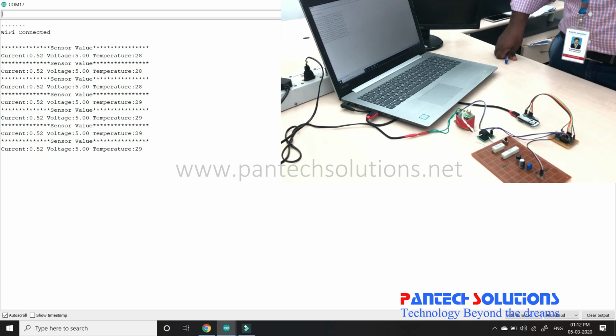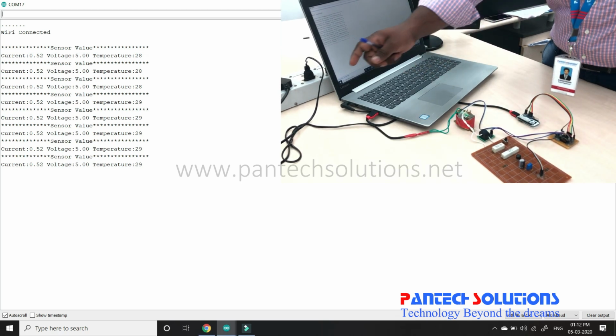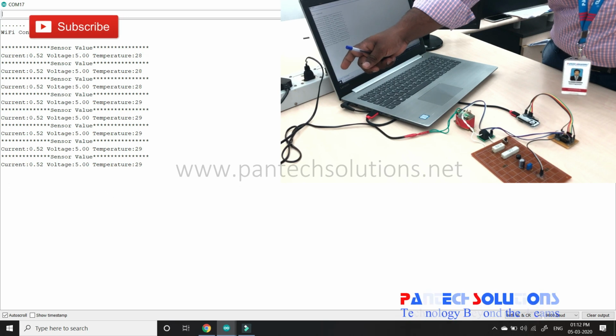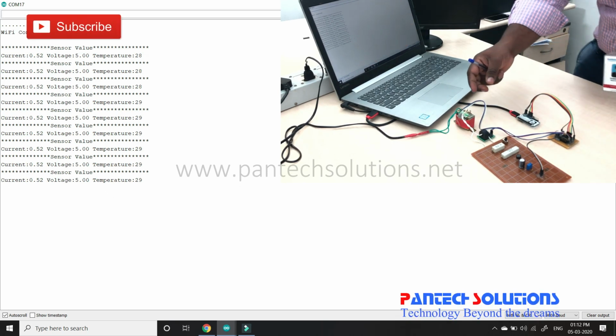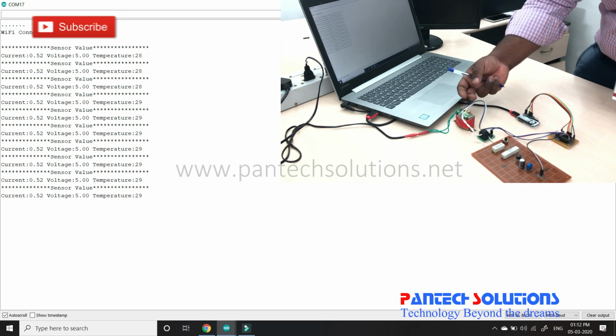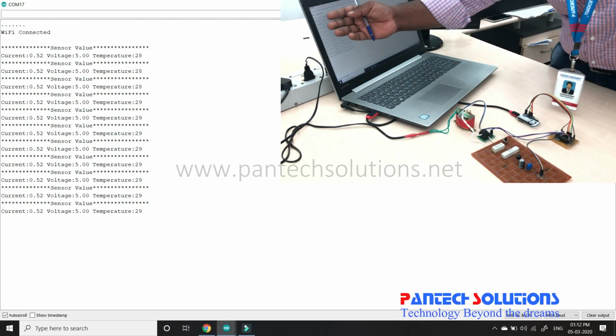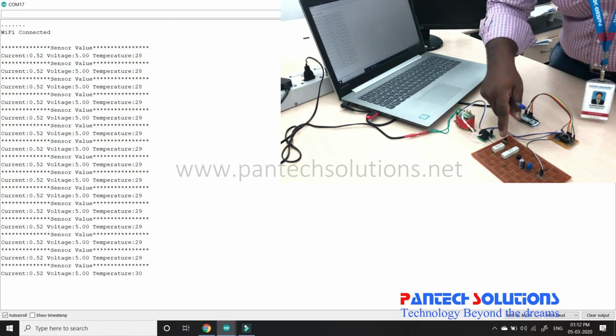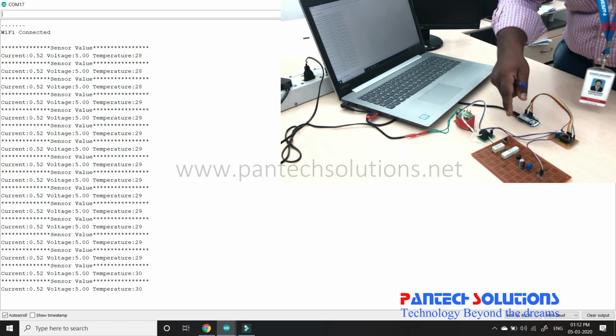Let's see how it is working now. I connected the transformer to the 230 power supply and we are going to measure the current rating, voltage and temperature of this transformer. Here we are connected to the Wi-Fi network. Here we connected the 10 ohm load resistor.